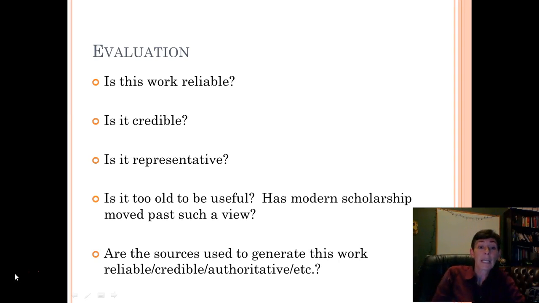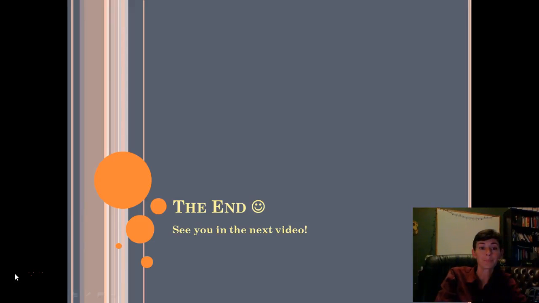Is it too old to be useful? How old is it? Has modern scholarship moved past such a view? These are questions you need to ask. Are the sources used to generate this work reliable, credible, authoritative? So you don't just ask about the work itself. Is it reliable, credible, or authoritative? You also have to ask about the sources that the work uses, okay?